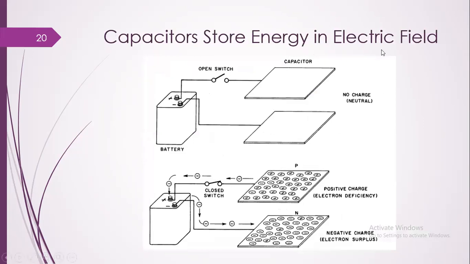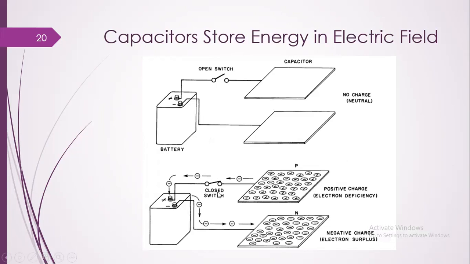Capacitors store energy in an electric field. So these are the two plates of a capacitor. They are controlled by a switch, which can be opened and closed, and connected by a battery. So no charge is placed in between these two plates. We need to close the switch, then these plates store electric charge, and we can say the capacitor is fully charged after some time.